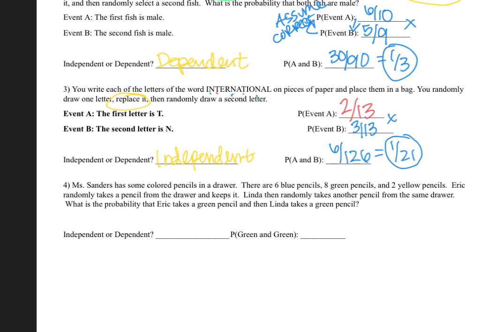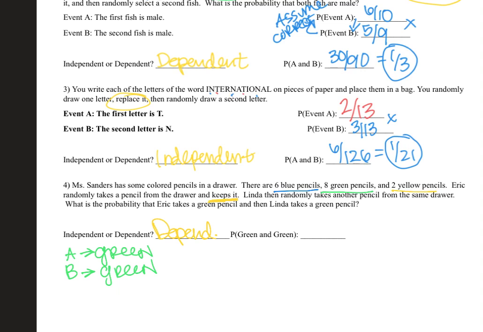All right, last one. Miss Enid has some colored pencils in a drawer. There are 6 blue, 8 green, 2 yellow. Eric randomly takes a pencil from the drawer and keeps it. Linda then randomly takes another pencil from the drawer. What is the probability that Eric takes a green pencil? So my event A is that there's a green pencil. And then my event B is that there's another green pencil. And keyword here was he keeps it. So it means not replacing, okay? So this is dependent.